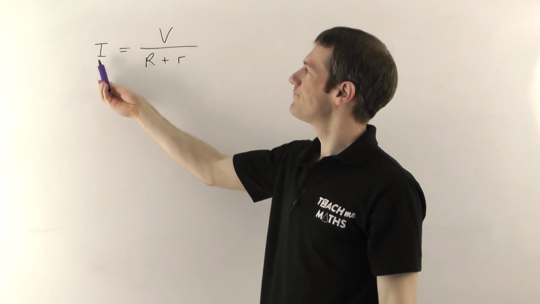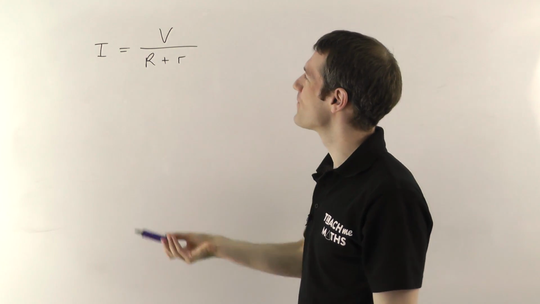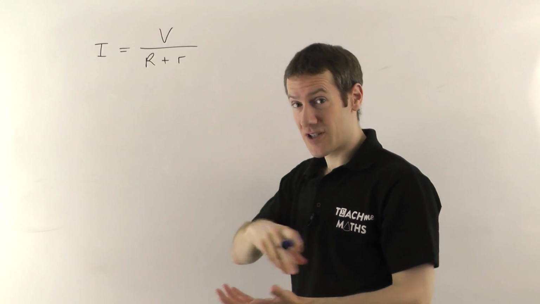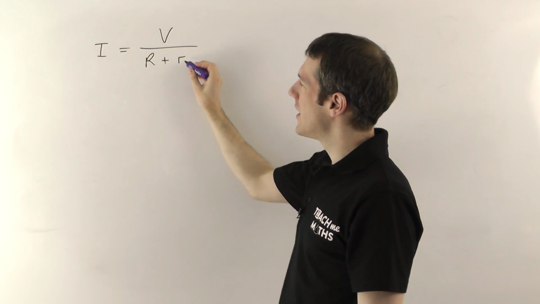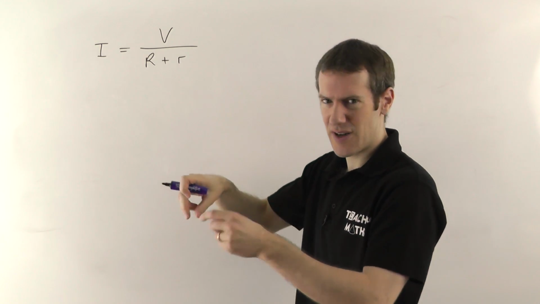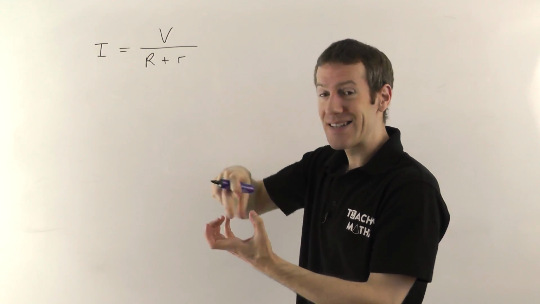So I represents current in electricity, V is voltage, the big R here, the capital R, represents resistance, it's the resistance in the circuit, and the little r is what we call internal resistance. If you set up a circuit with a battery and some wires and a light bulb or something, then the little r will be the resistance inside the battery.